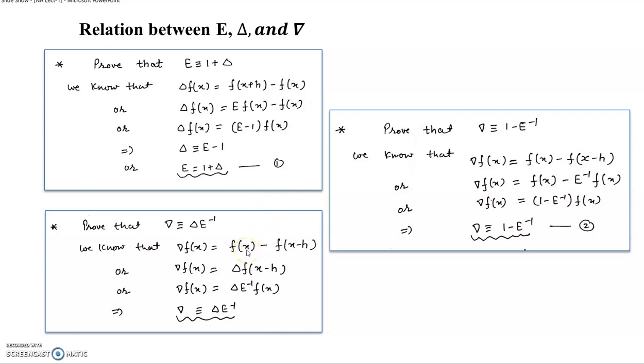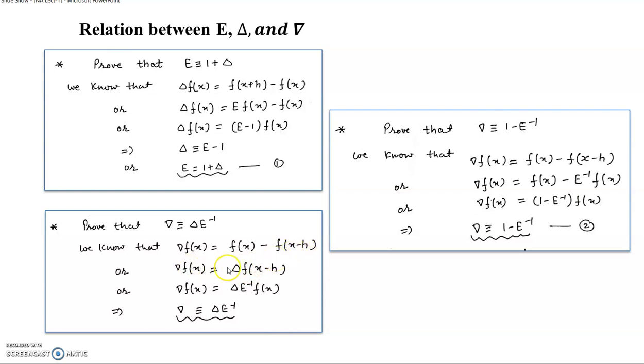Similarly, here we have f(x) minus f(x-h). If we want to write this difference in terms of delta, the forward difference operator, then we'll pick the second term. So it will be delta f(x-h). Here we started with the backward difference operator, but now we are writing this in the forward difference operator. You have to just remember one thing: if you are writing the difference in terms of the backward difference operator, then you pick the first term, and if you are writing it in terms of the forward difference operator, then you pick the second term.